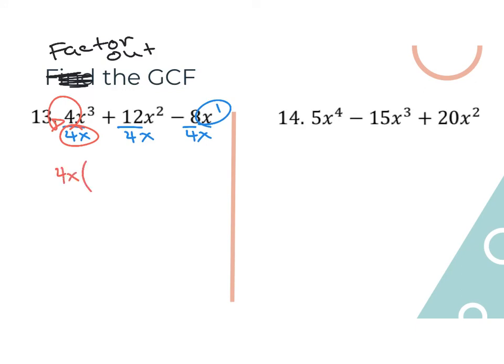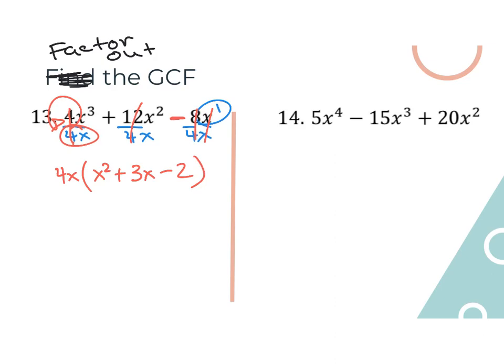So when I do that, 4 divided by 4 goes away. X to the third over x is x squared. In the middle term, 12 divided by 4 becomes 3, and x squared over x is just 1x left over. I started with 2. I divide out 1, so I have 1 left over. And then in the last term, 8 divided by 4 is 2, and it's truly a negative 2 because of that minus in front. And then x over x goes away.